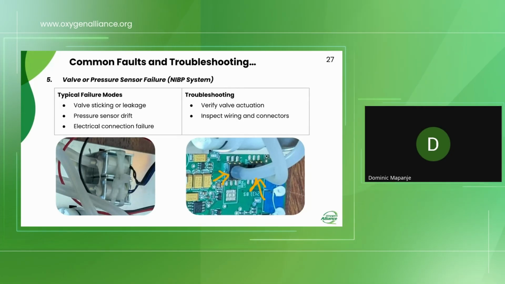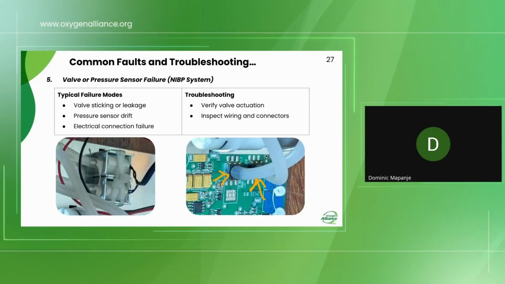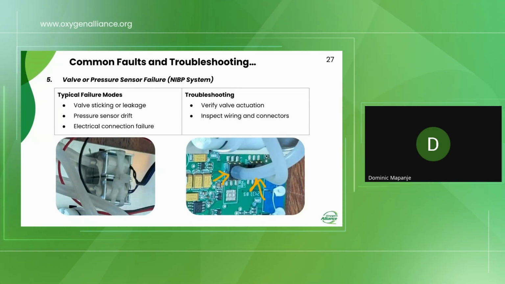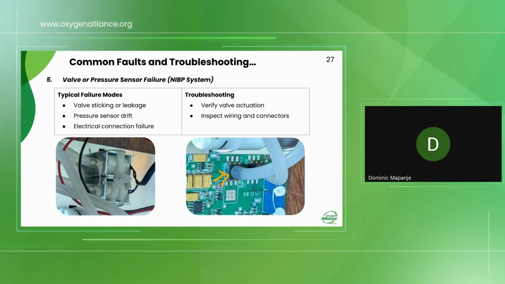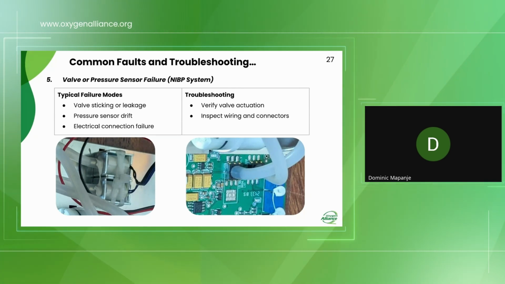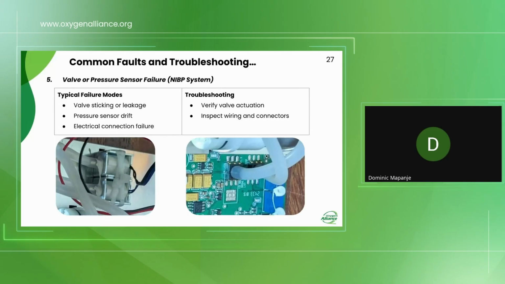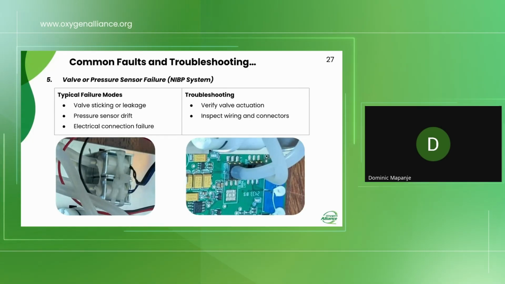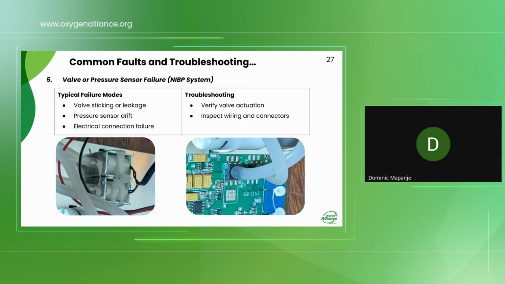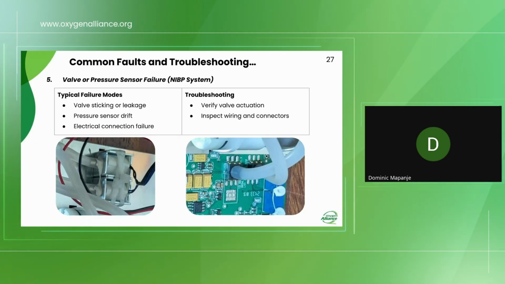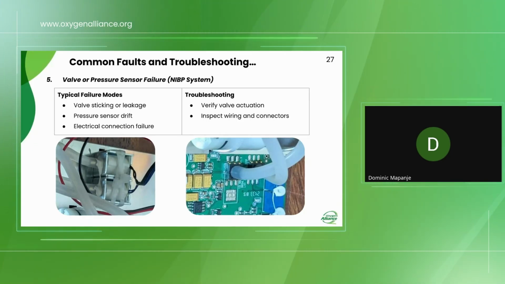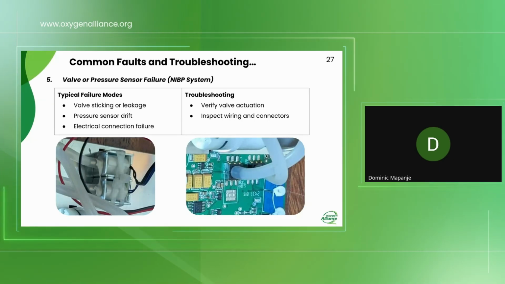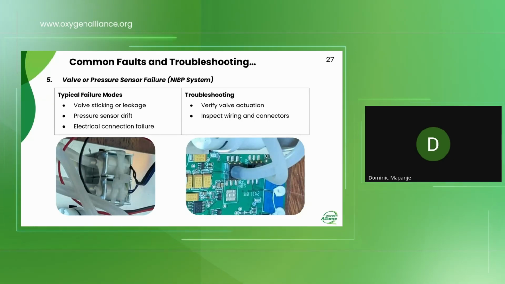This occurs when sensor output slowly changes over time. Even if the actual pressure remains the same, the pressure output by the sensor is different from the actual pressure. It has deviated. So you know that there's a pressure sensor drift, or it can be electrical connection failure, especially with valves. The symptoms of this are pressure not being released.